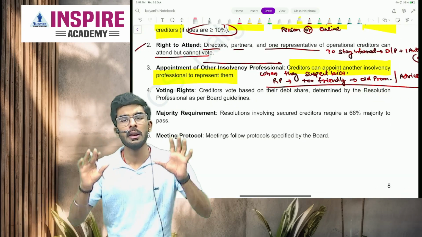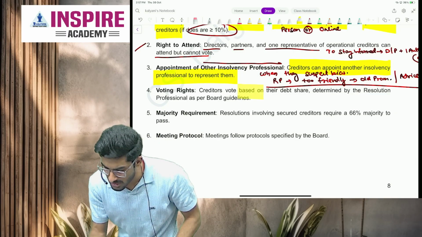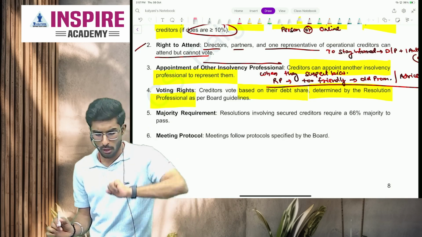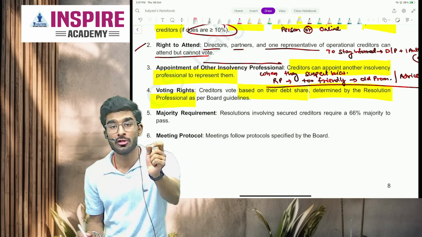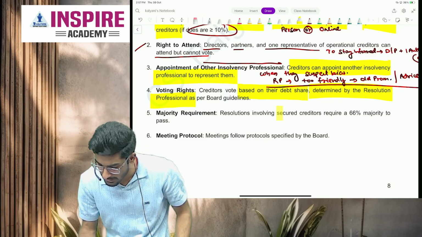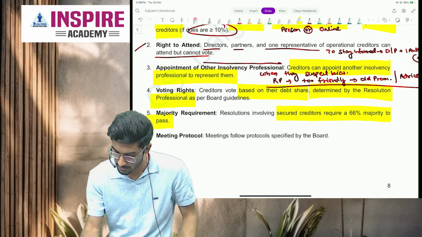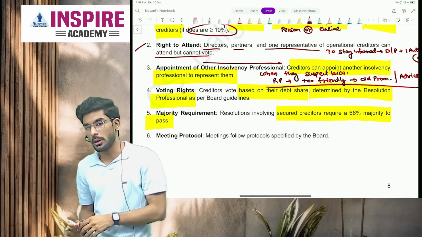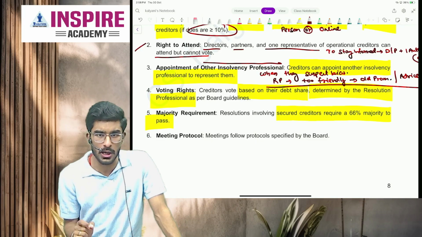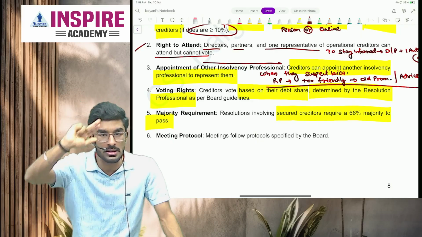Then, voting rights. We all know how voting rights are calculated. Creditors vote based on their debt share, determined by the RP as per board guidelines. We know this already. Then, majority requirement. Resolutions involving secured creditors require a 66% majority to pass. Okay, people, we're going to understand when the 51% criteria is required, when the 66% criteria is required, and when the 90% criteria is required.